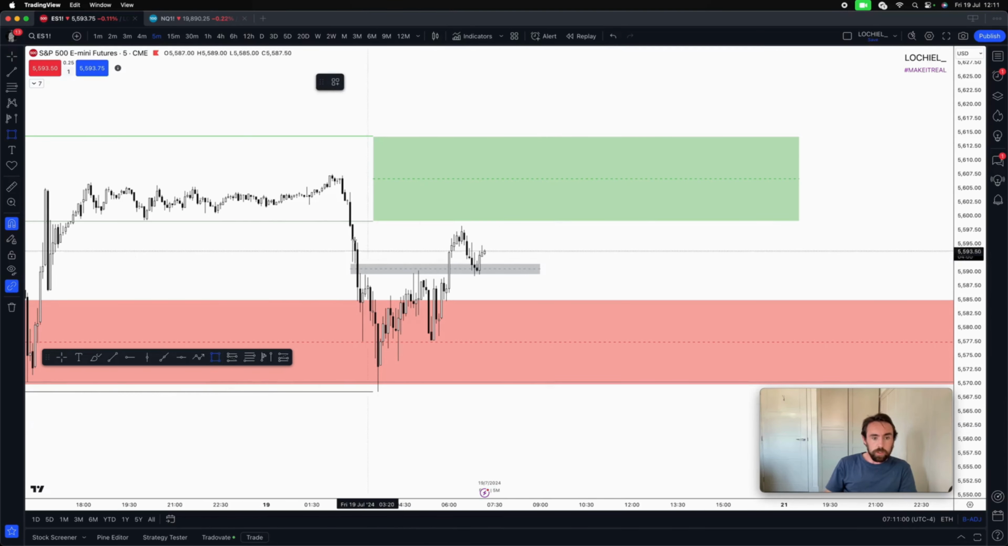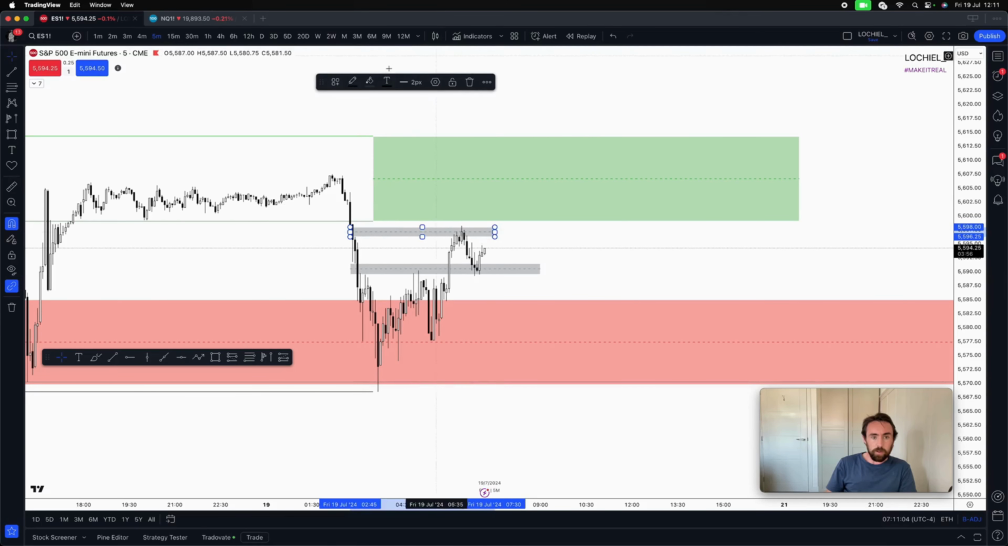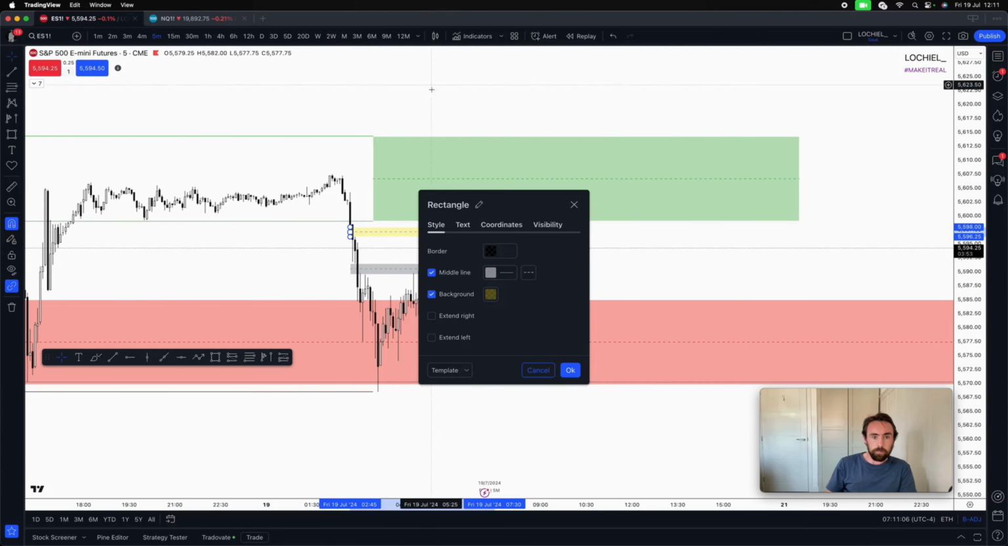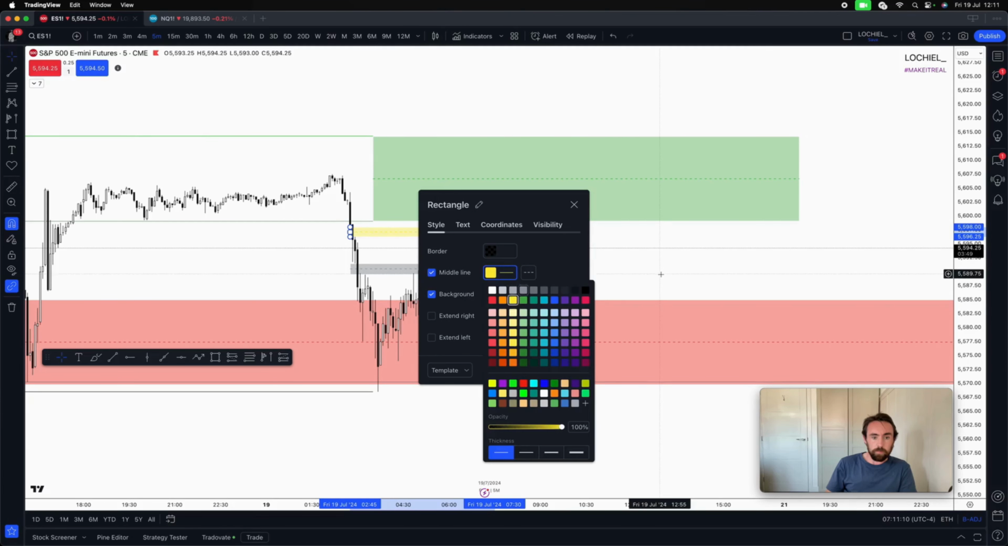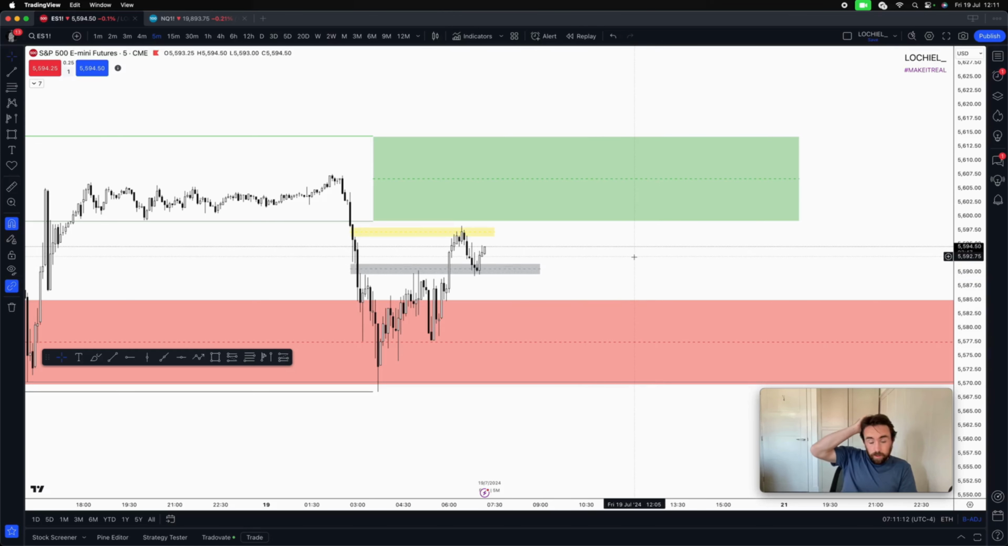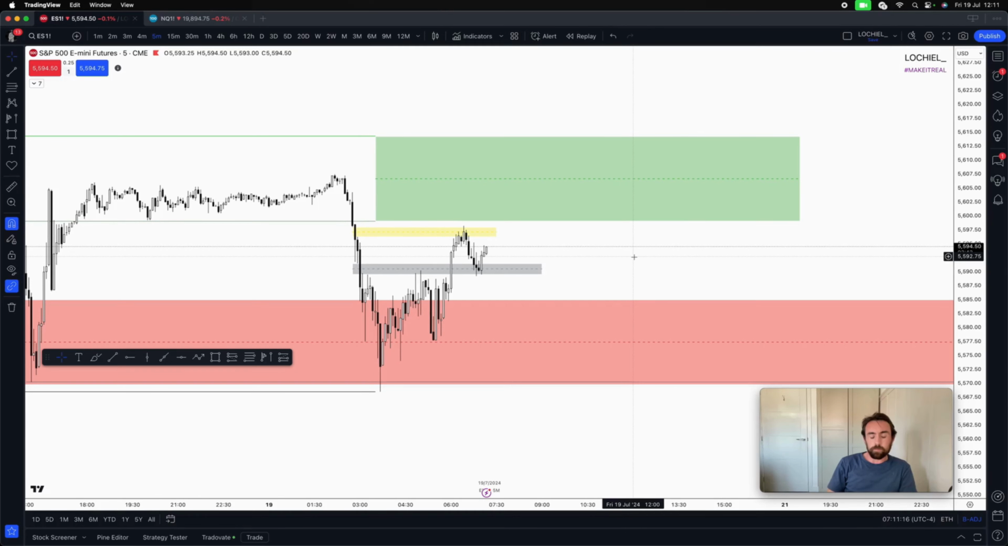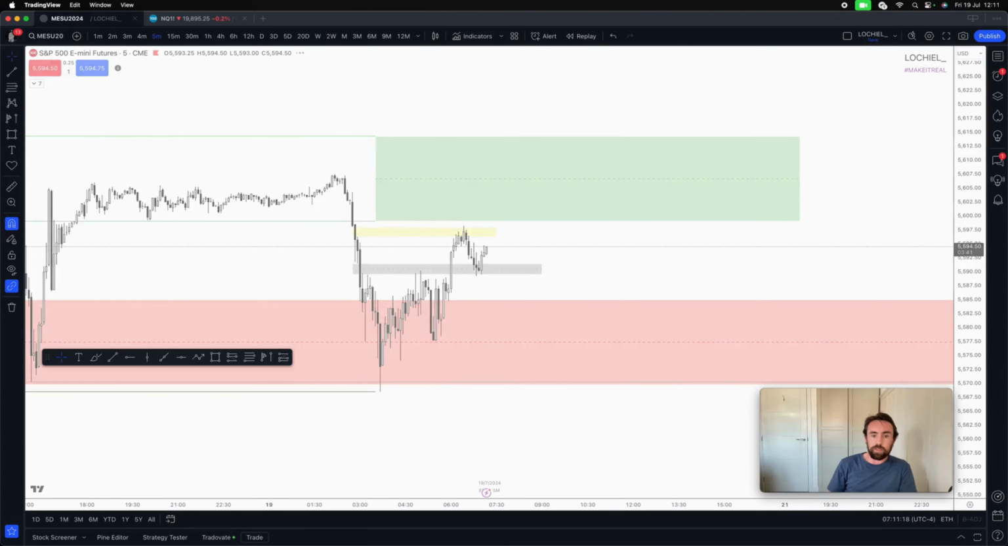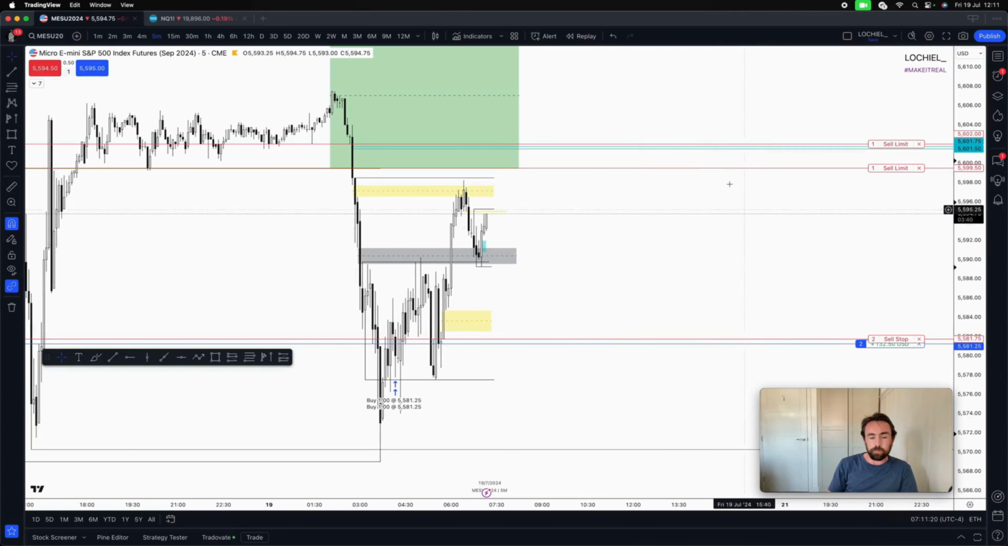The yellow zone was this little point in price here on the 5 minute. And that is where we're at right now. So just a little recap there. Again, I will come back shortly.